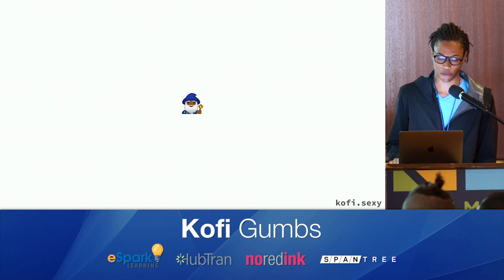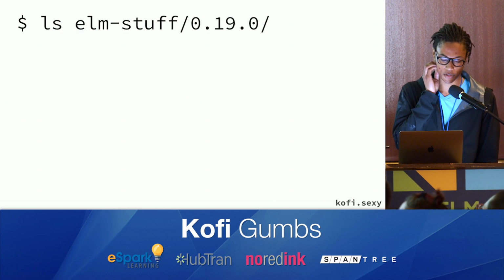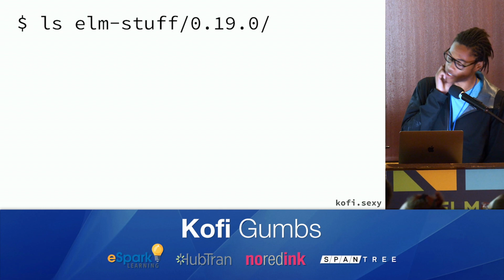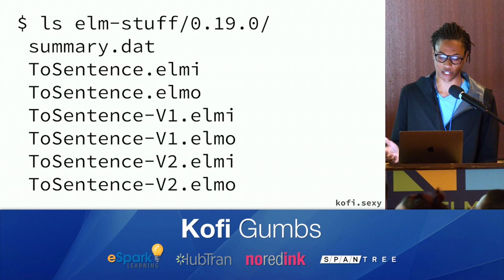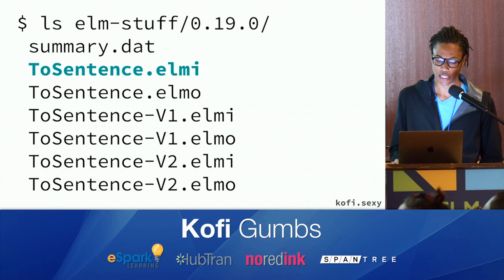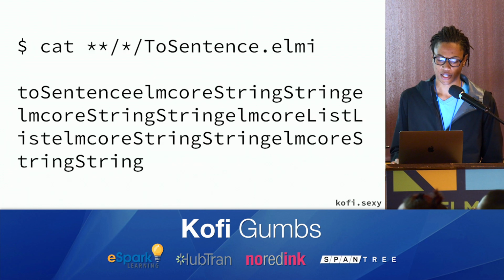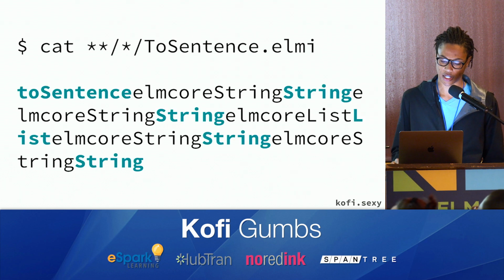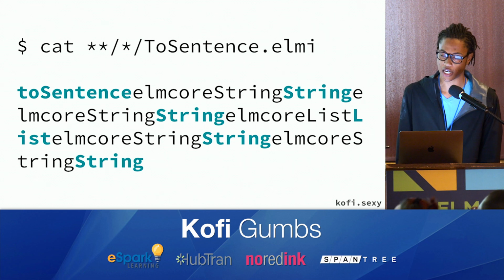Okay, so every mediocre magician reveals his tricks. This is the part of the talk where I outline how Elm Snapshot works. If you look in the elm-stuff directory in the 0.19 subdirectory, you'll see a bunch of .elmi and .elmo files. We're going to zoom in on toSentence because that's a module I was just showing you. If we peek inside of that, you get a nice blob of text. And if you squint really closely, you'll see that it's a condensed version of the type signature for toSentence.